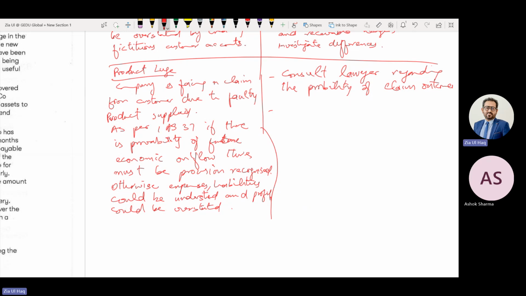What else? Is that a matter involving judgment and estimate? Do we need to obtain written representation? Yes, obtain written representation from management regarding reasonable estimate.